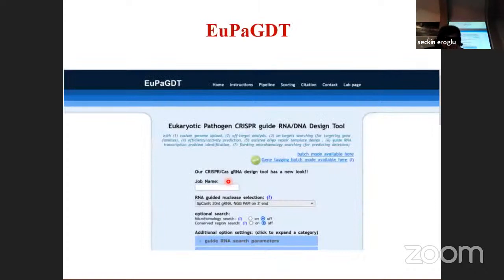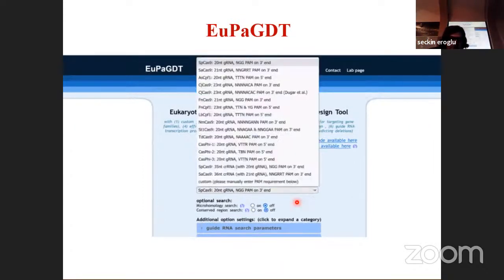This is basically the Eukaryotic Pathogen CRISPR guide RNA design tool, and there is a lot of flexibility in this. I usually prefer this for designing the guide RNA. What we do is, first you have to tell this server or interface what the PAM sequence is, and what sort of Cas protein you are working with.